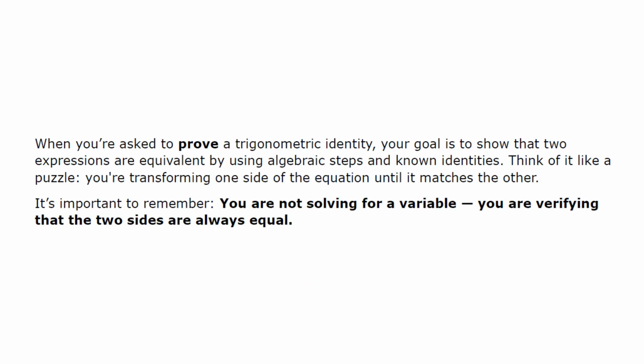So when you're asked to prove a trigonometric identity, your goal is to show that two expressions are equivalent by using algebraic steps and known identities. Think of it like a puzzle. You're transforming one side of the equation until it matches the other. It's important to remember you are not solving for a variable, you are verifying that the two sides are always equal.